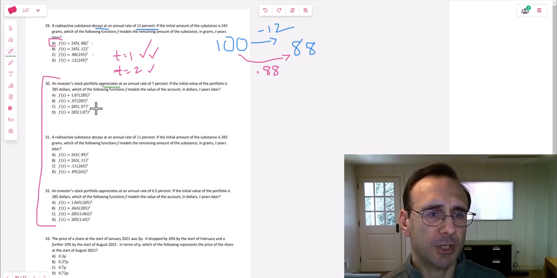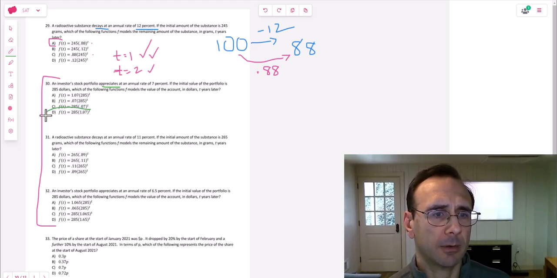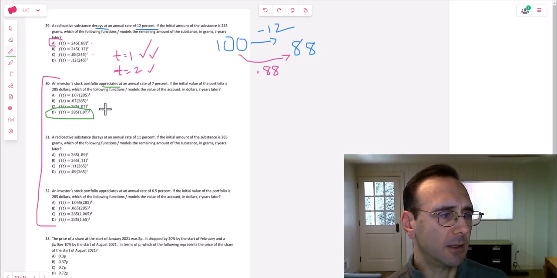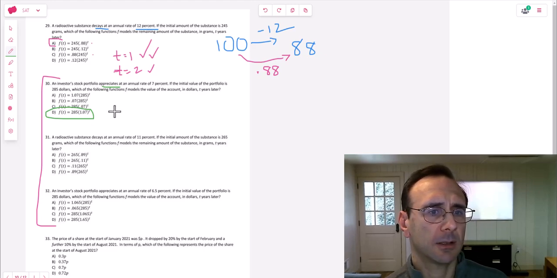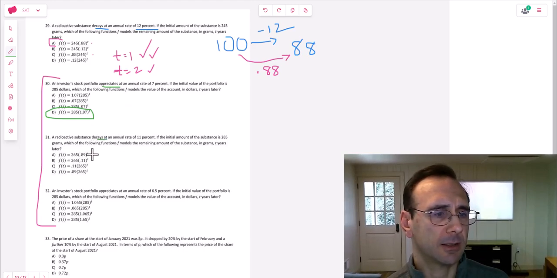And we're back. Appreciation means going up. So this one is going to be D. And then 31, decay at 11%, is going to be A. 32, appreciate 6.5, that one is going to be C.